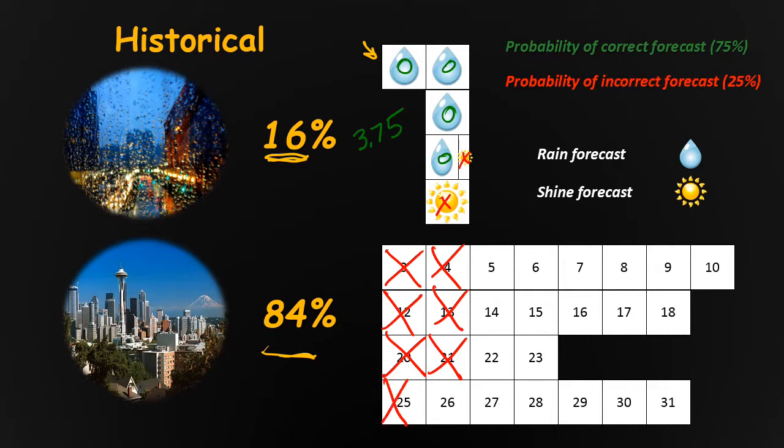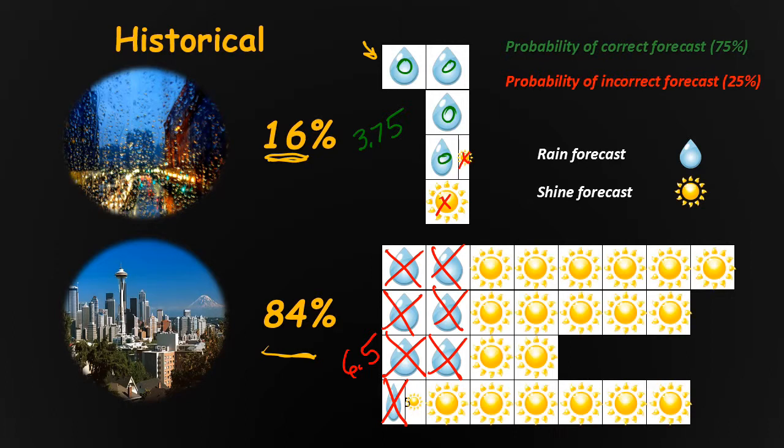This is about 6.5 days. On these days, the forecaster will predict rain. The other 19.5 days, the forecaster will correctly forecast shine. Now, I want you to look at this picture for a moment, because there's a really interesting aspect of it that I think provides a very visual and useful insight into Bayesian statistics.